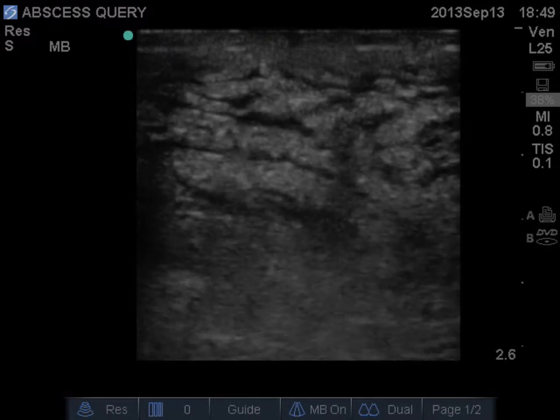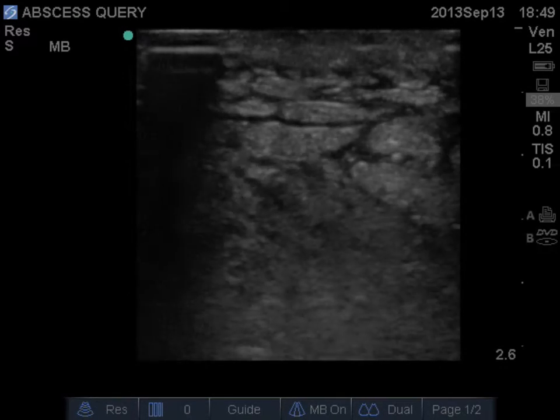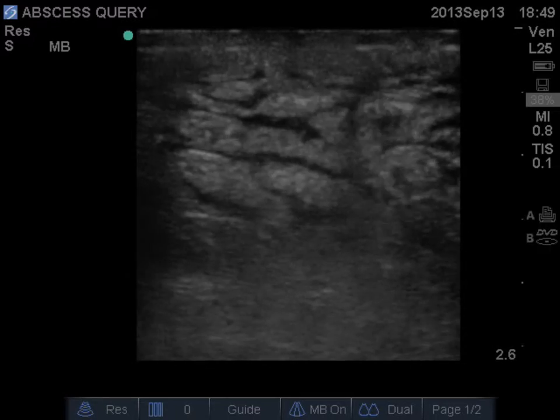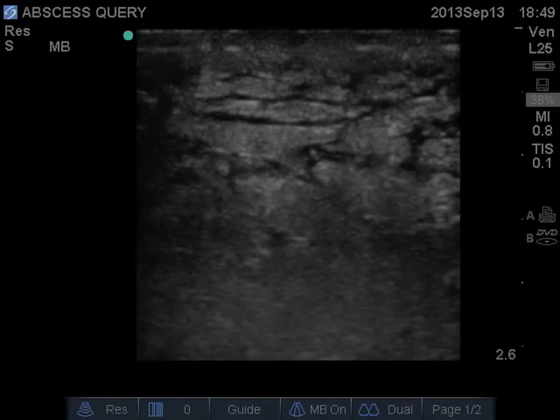Now the next question is, is there a focal fluid collection with irregular borders? And the answer to that is no. And so since there isn't a pocket of fluid, we don't need to assess those other questions in terms of posterior acoustic enhancement, swirl, or vascular flow, because there's no abscess.